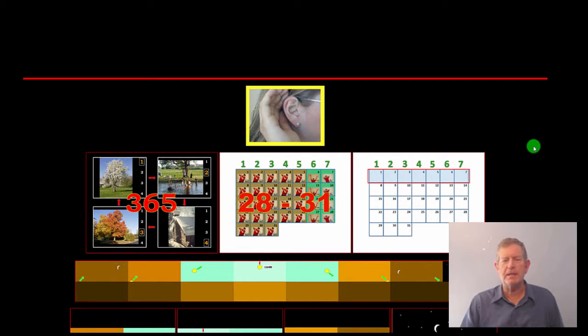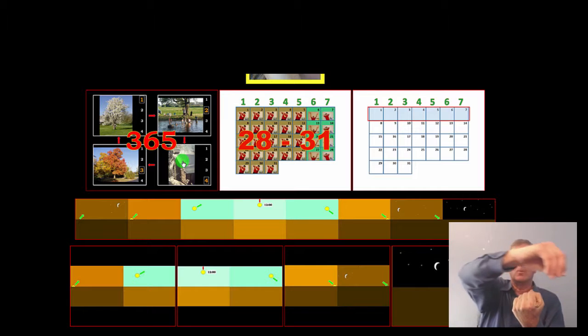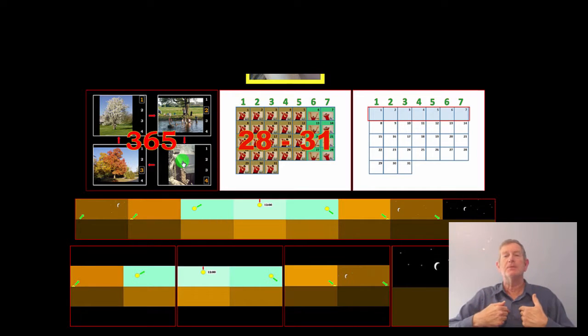The first term is year. Year. Okay, a year, of course, is composed of 365 days. It's when the earth revolves once around the sun. I am 64 years old. Okay, so that's a year. Year. Repeat, year.